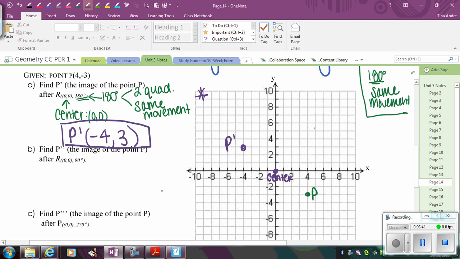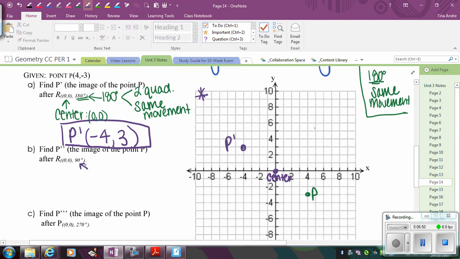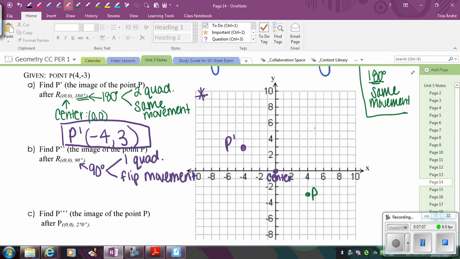So let's try another one. So now I'm going to take, again, the image of P. So I'm always going to be starting with this green point, and the center is going to stay the same, and I'm going 90 degrees. So 90 degrees tells me I need to move it 1 quadrant this time, and I need to flip the movement. Because again, I need those negative reciprocal slopes, which is really why we're flipping the movement. And we always need to use the same distance because from the center, those points are always equidistant from the center. So point P needs to go 1 quadrant counterclockwise.